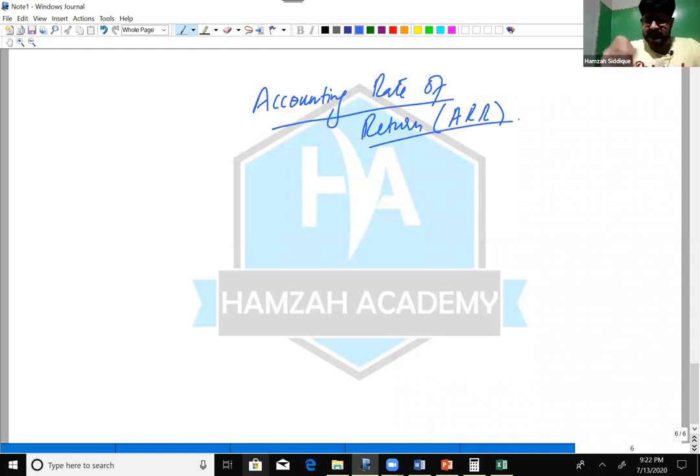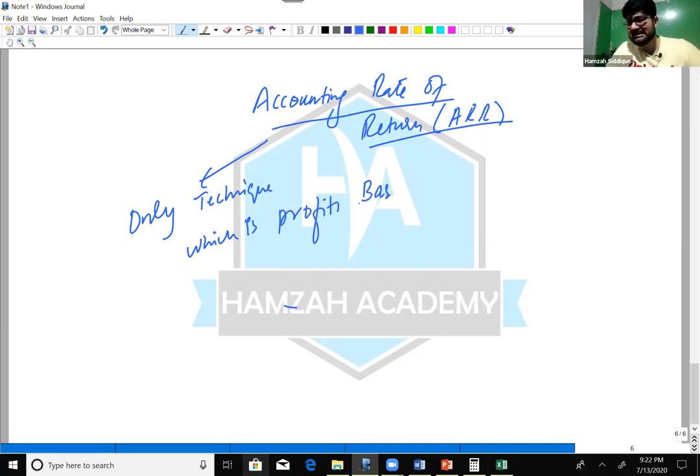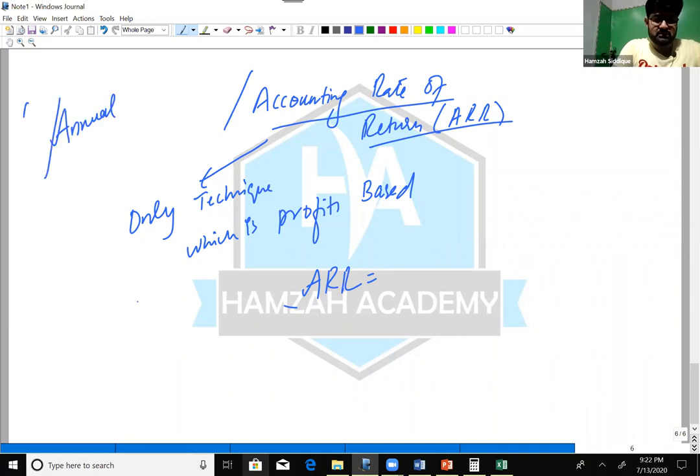ARR is the only technique, of the five we have named, which is profits based. Remember, the only technique. Now, how is ARR calculated? It is also called annual or average percentage return.